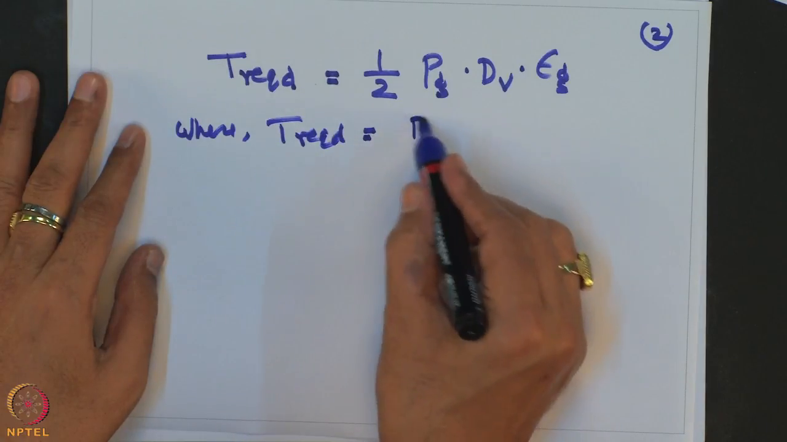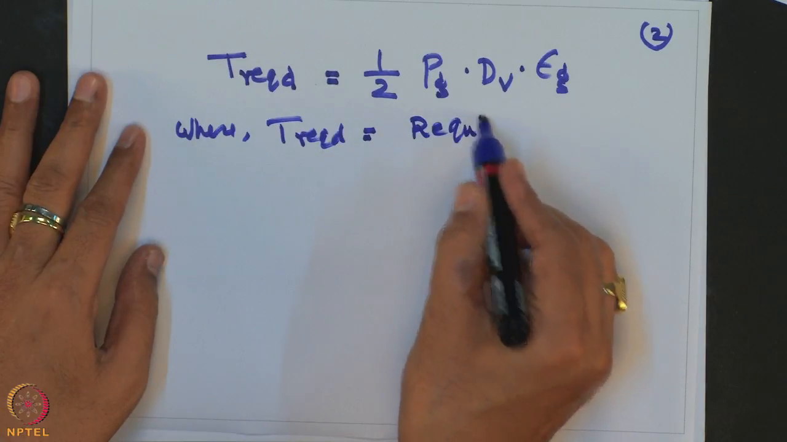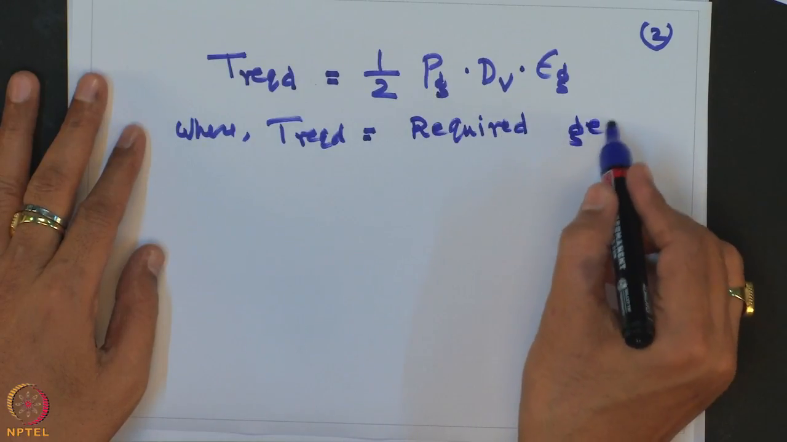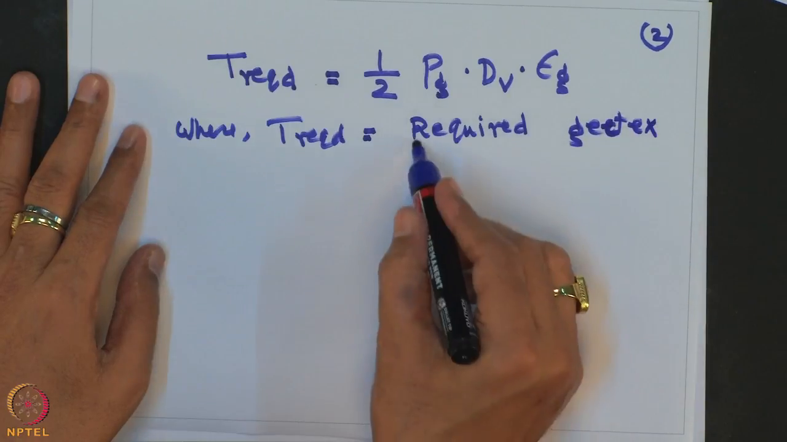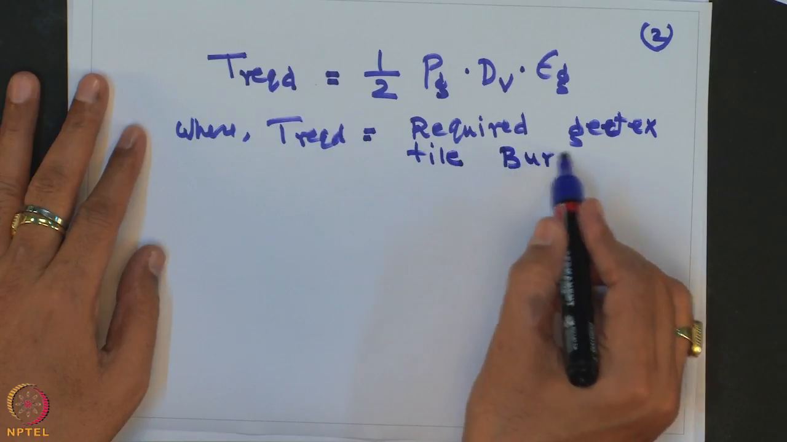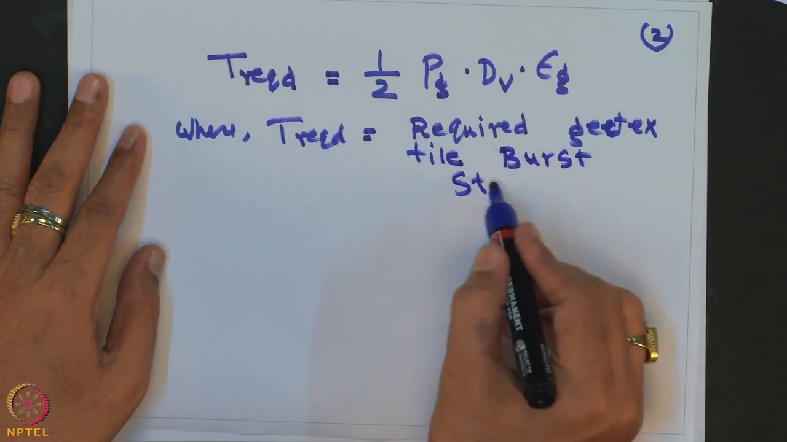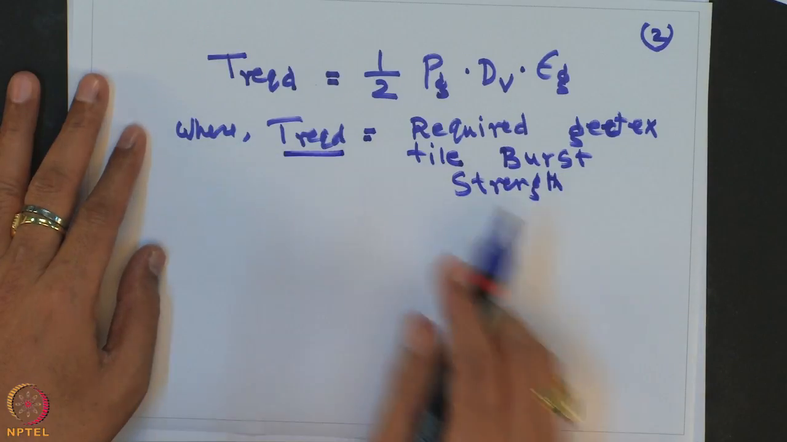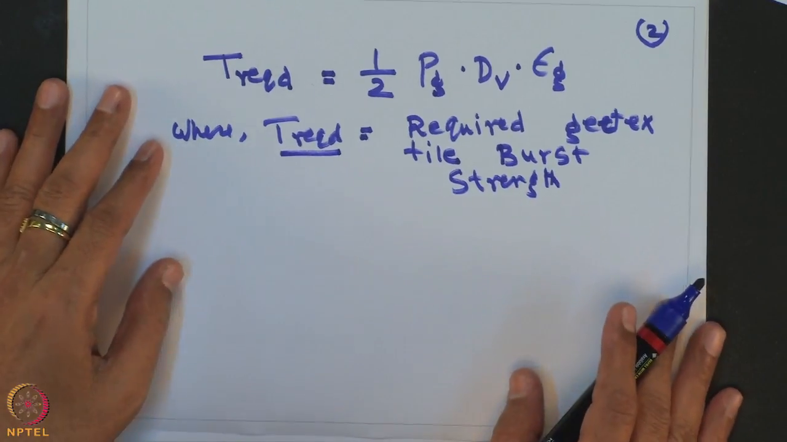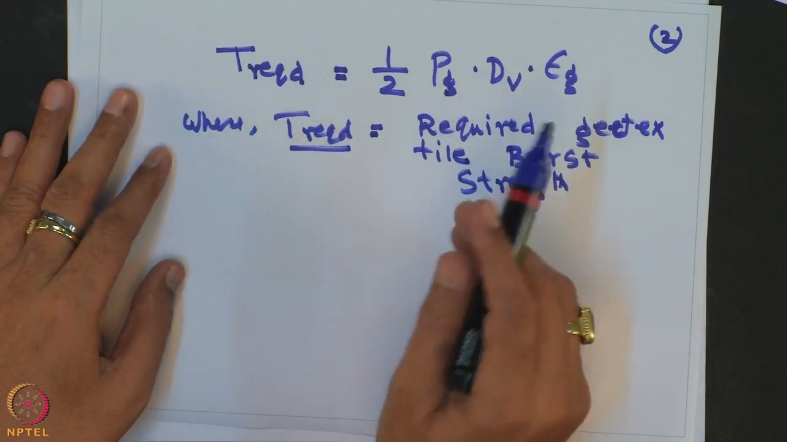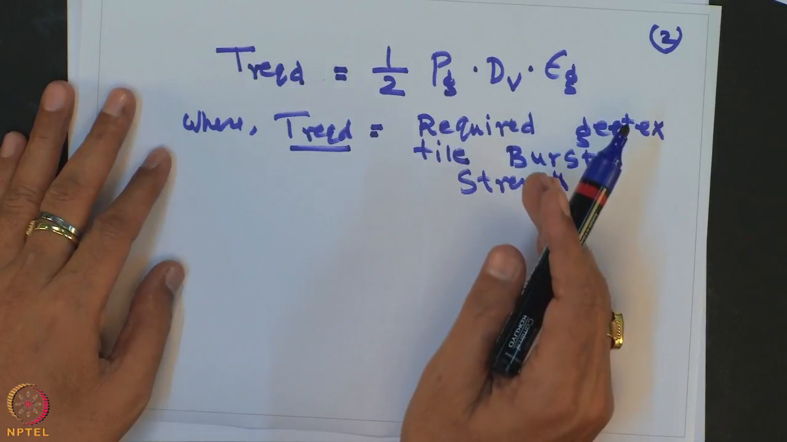Where T required is the required geotextile burst strength. So, this is the equation you have to remember to determine the burst strength of the geotextile material.